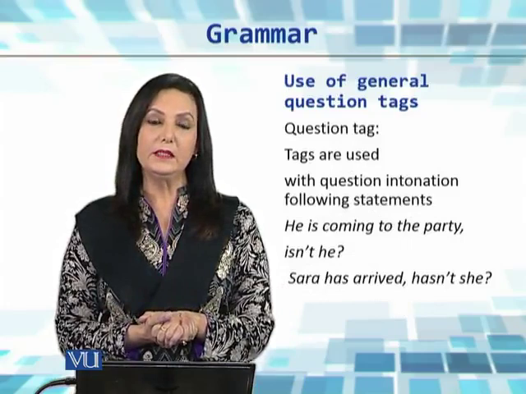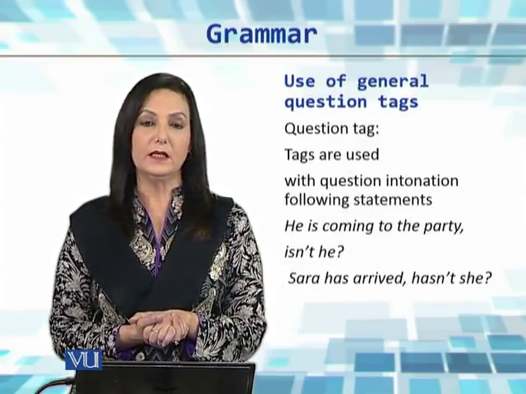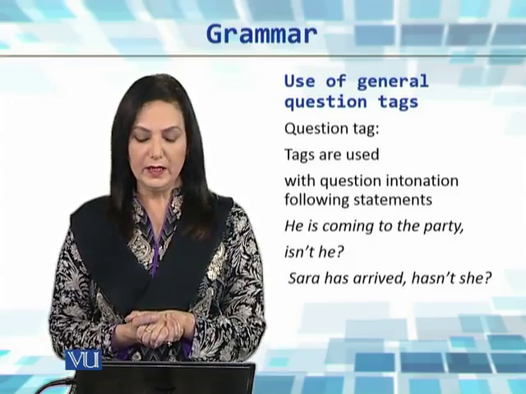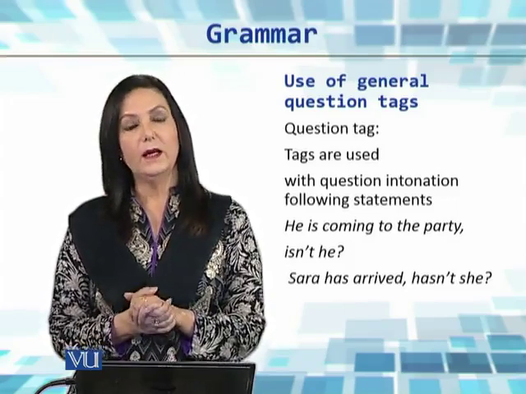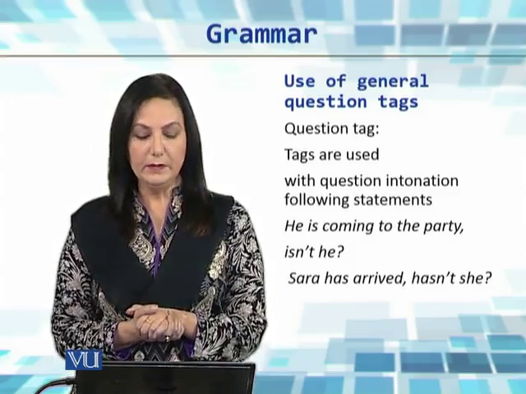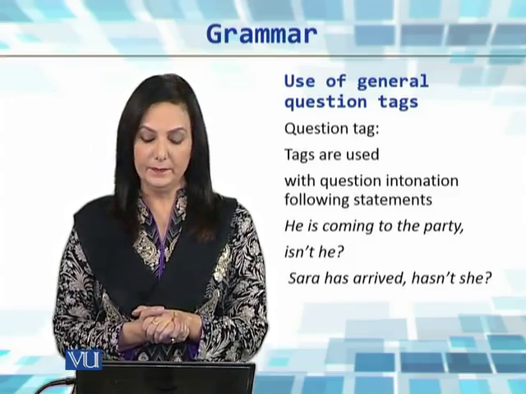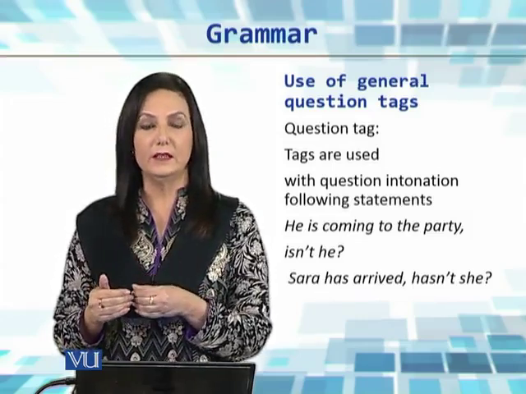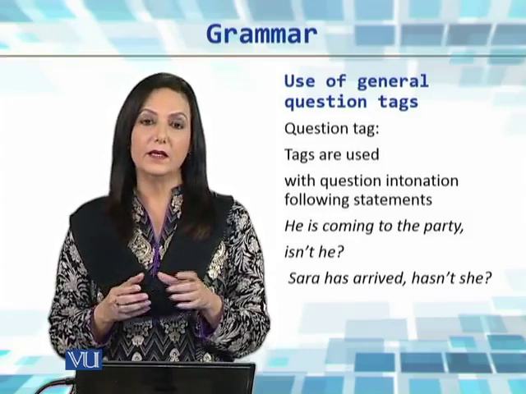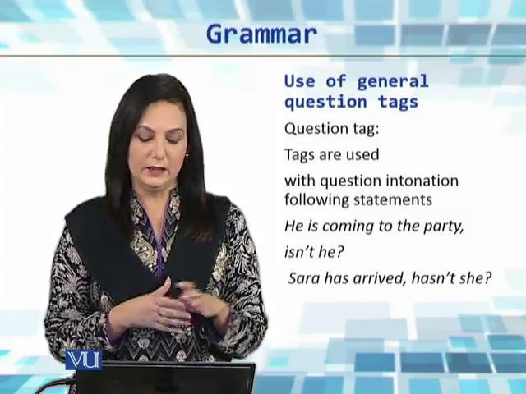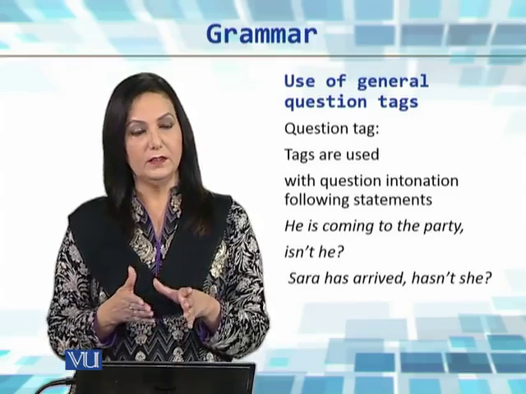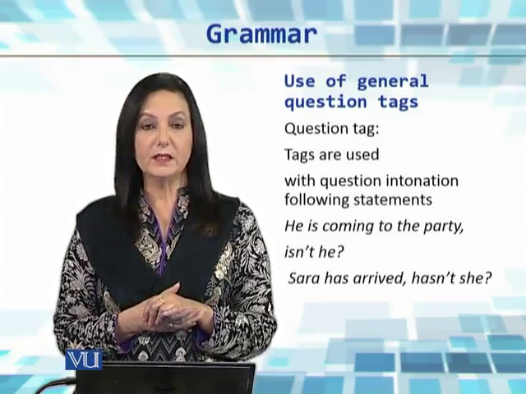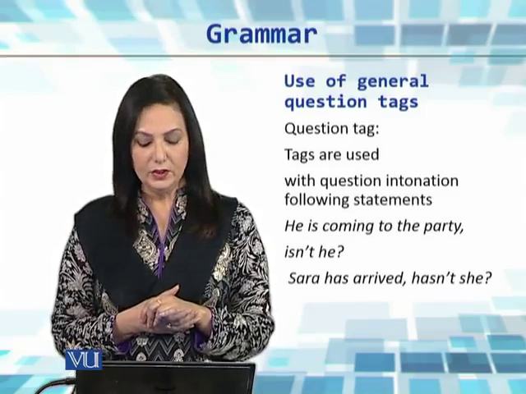Similarly, we see a lot of variation in the use of question tags in the outer circle varieties of English. We use question tags with question intonation at the end of a statement. For example, he's coming to the party, isn't he? When the statement is positive, the tag is negative, and the tag takes the same verb and same subject. So he's coming to the party, isn't he? Present tense and the same pronoun. Similarly, Sarah has arrived, hasn't she?